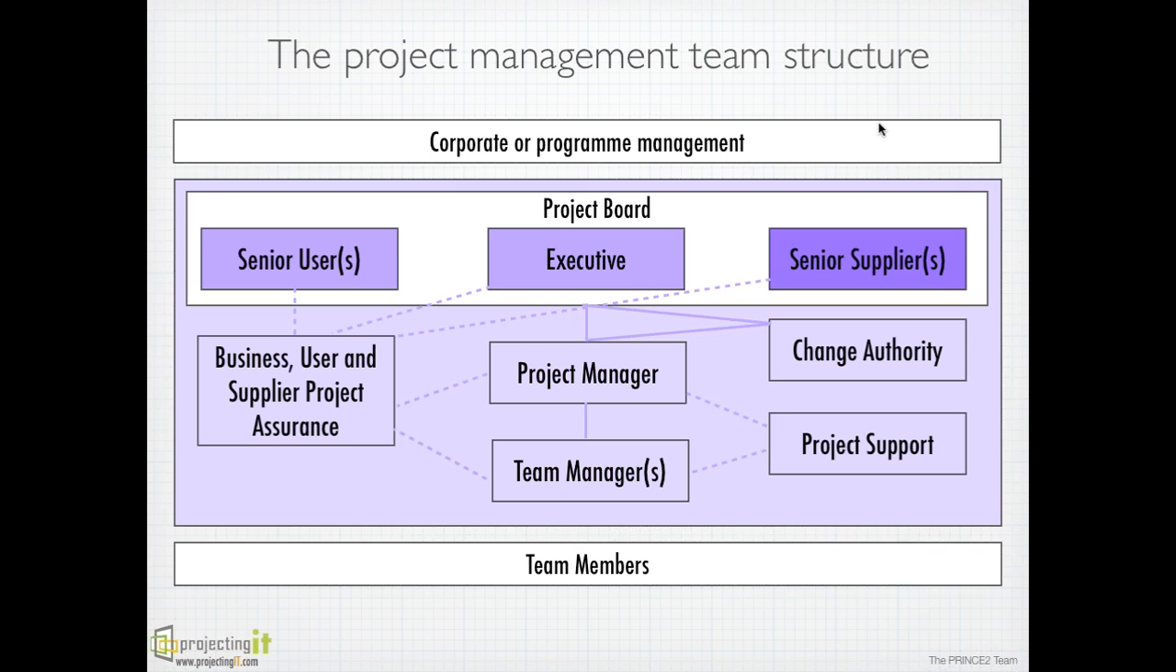They should make sure that the value they get from what they pay for the project is justified. They also have to make sure that the project remains strategically aligned. So we actually bring three project interests together on the board: the business, the users, and the suppliers. You can also call them BUS.